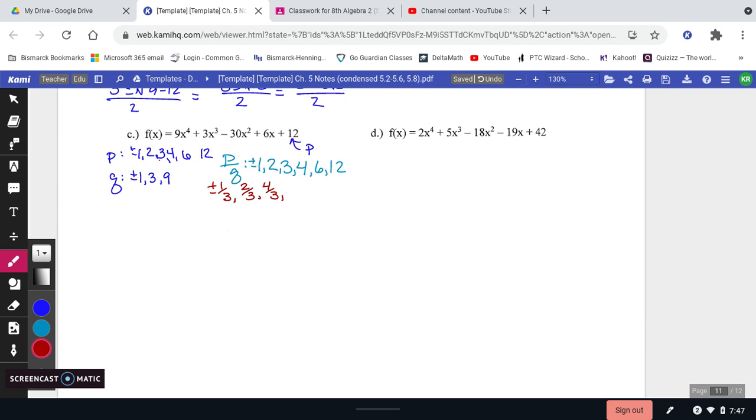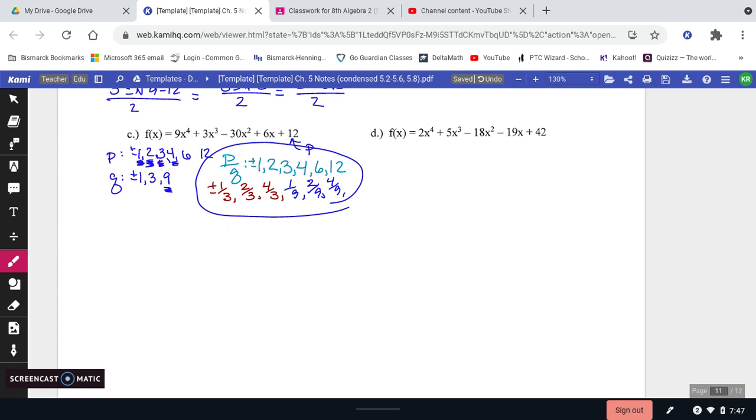If I divide by 9, 1 divided by 9 gives me 1/9. 2 divided by 9 is 2/9. 3 divided by 9 is 1/3, so I already have that. Then 4 divided by 9, and 6 divided by 9. 6 divided by 9 reduces to 2/3, and we already have 2/3, so I don't need to list it again. All right, so here are all your possibilities for rational roots.